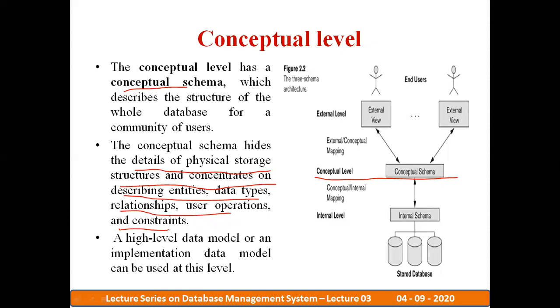Data types will be like char, integer, big int, date. These are all the data types. And what are its constraints? Constraints will be like not null, or it should have a unique value. These are all specified at the conceptual level, and it hides the actual physical storage, because the physical storage is done by the internal level. So that's why the conceptual level hides the physical storage from the external users.